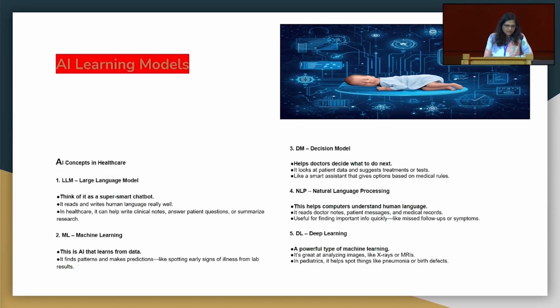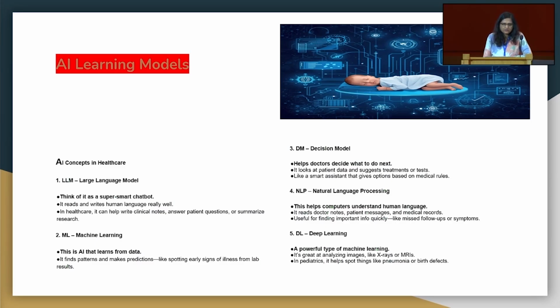The next one is called machine learning. This is the AI that actually learns from data. It looks into the data for patterns, and if it sees a pattern, it gives a warning signal. For example, if it sees a CRP of 100, it gives a warning that this might be something important to look at. Then you have decision models, which, once you have all this data and the warning sign, aid in deciding what to do next.